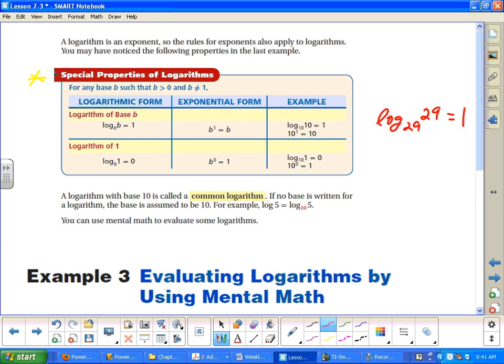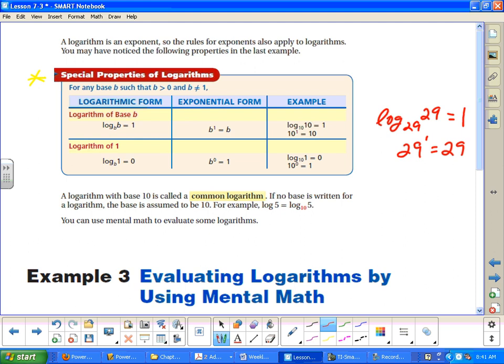And that should make sense because this is in logarithmic form, right? If I change it to exponential form, it would be 29 to the first power equals 29. Is that a true statement? Yeah, sure it is. 29 raised to the first power is 29.